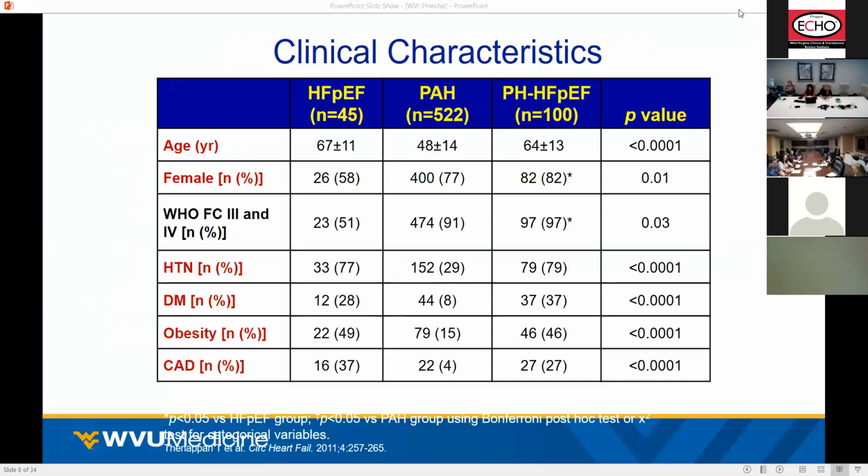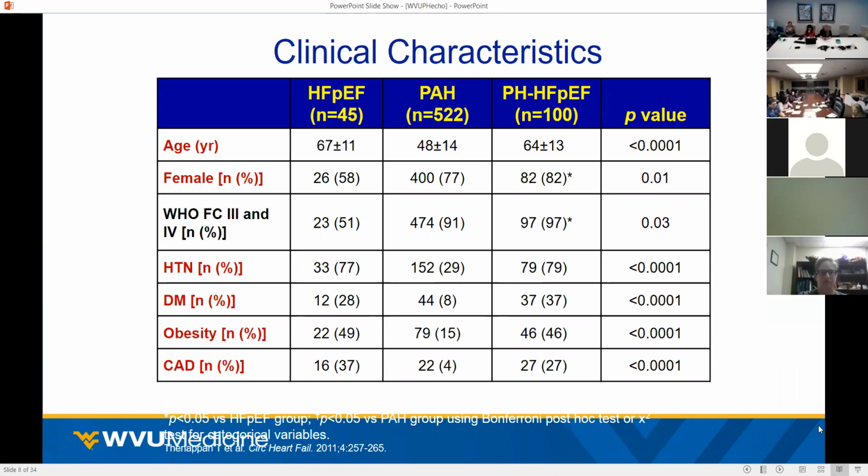So definitely more, probably because of the remodeling that occurs because of hormones and those kinds of things. Women tend to get predisposed more to pulmonary hypertension than males do. The other thing was hypertension. More hypertension in HFpEFs and PH HFpEF. So once again, left-sided heart disease is what it screams. Diabetes. More people with PH HFpEF and HFpEF tend to have diabetes. Same thing with PH HFpEF and HFpEF. More obesity. More coronary disease.